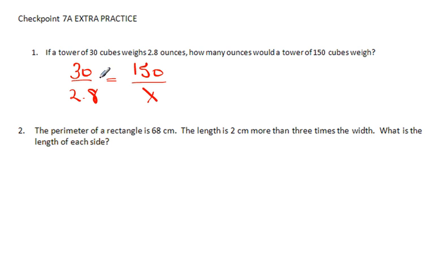Here, I guess the easiest way is cross multiply. You could use fraction busters if you want, but it works out the same way. I would just do 150 times 2.8 divided by 30 to get my answer. And that turns out to be 14, and then put words with it.